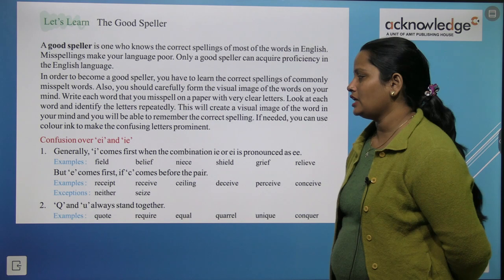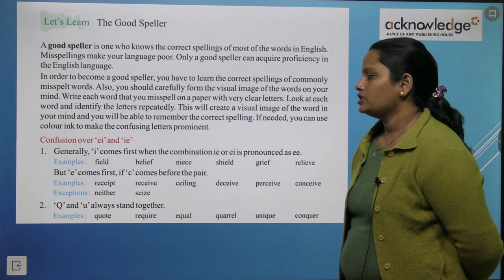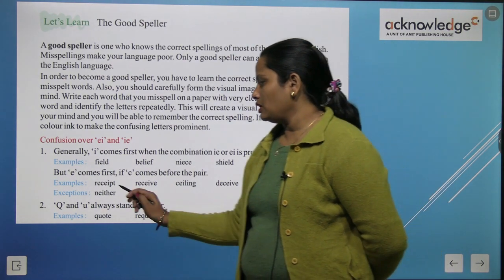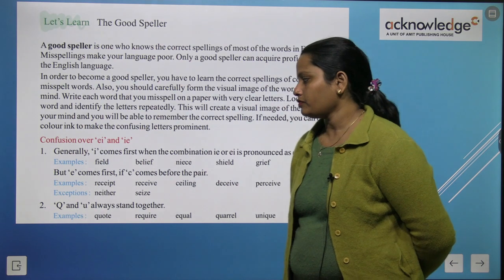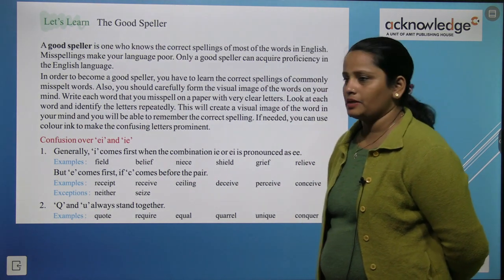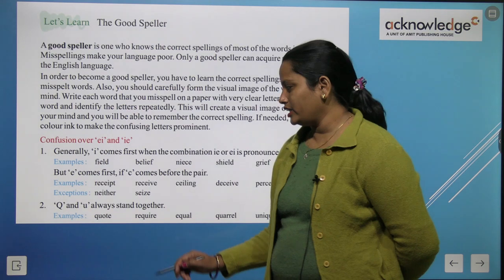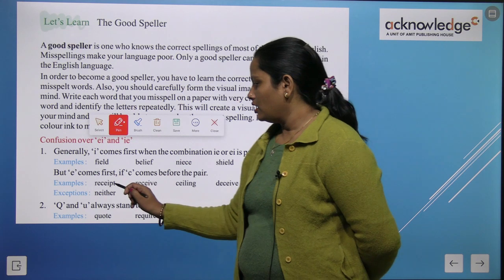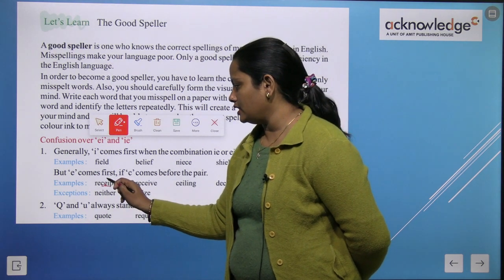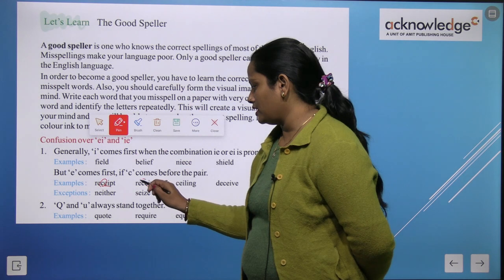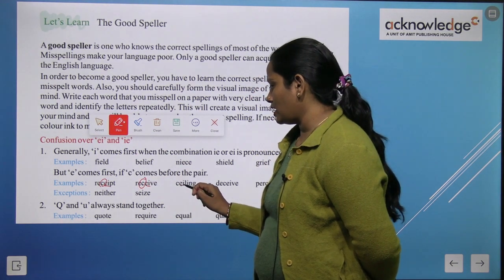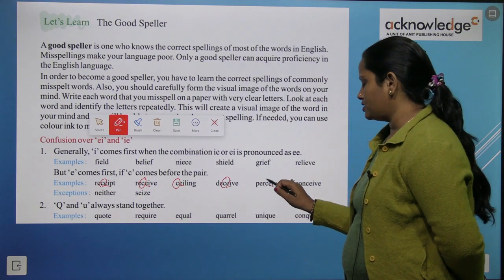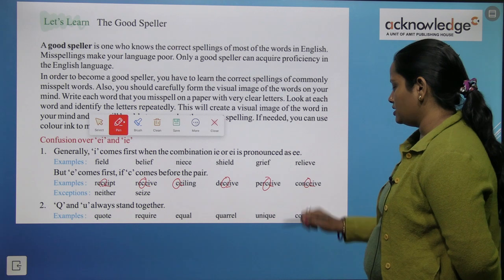Now, but when E comes first, if C comes before the pair. So, E पहले कब आता है? जब इन words के पहले C आता है. For example, receipt. अब आप देख सकते हो कि यहाँ पे E-I के पहले हमने C देखा. यहाँ पे E-I से पहले क्या लिखा है? C is written. Here also E-I से पहले C is written. Here also E-I से पहले C is written. Again here C, again here C, and again here C is written.